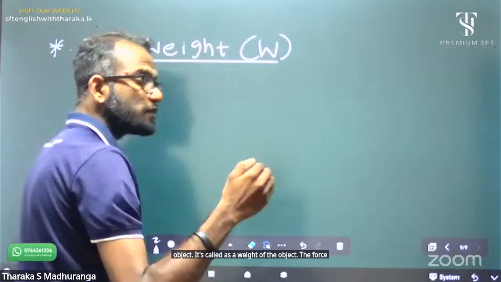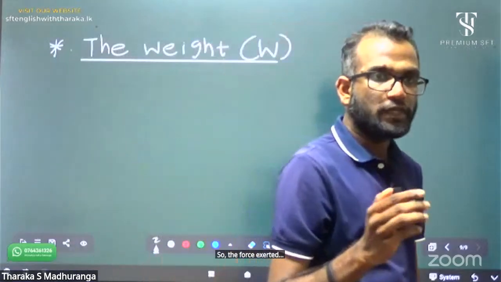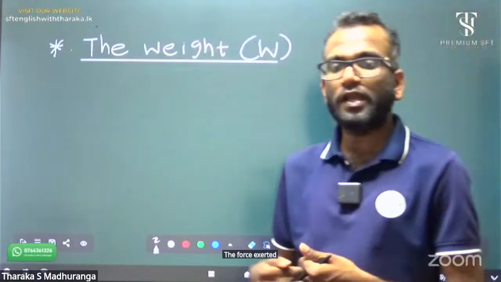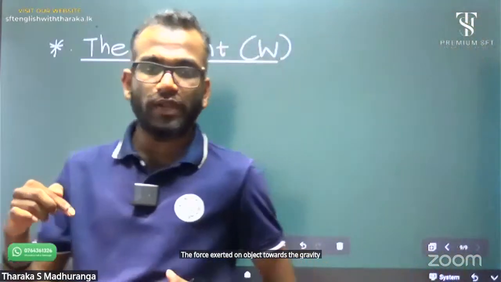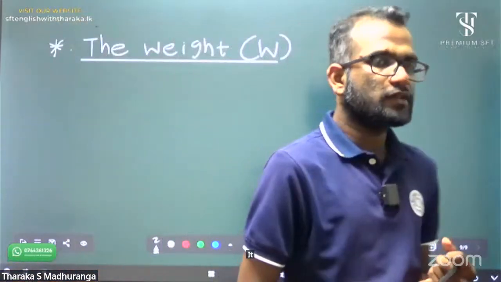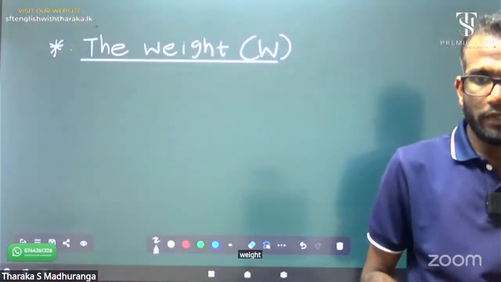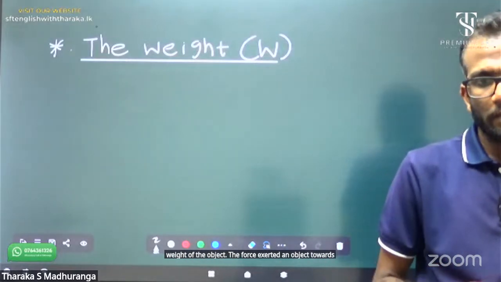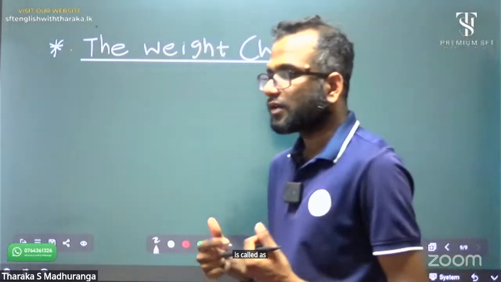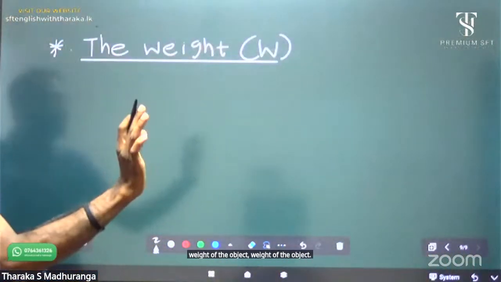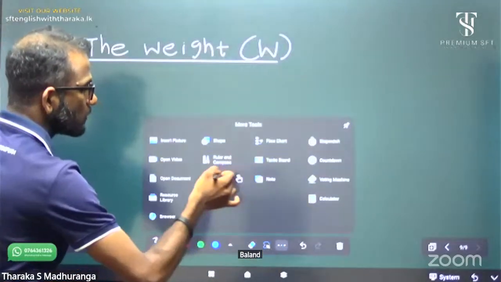The force exerted on an object towards the gravity is called the weight of the object. It's called the weight of the object. The force exerted on an object towards the gravity is called the weight of the object.